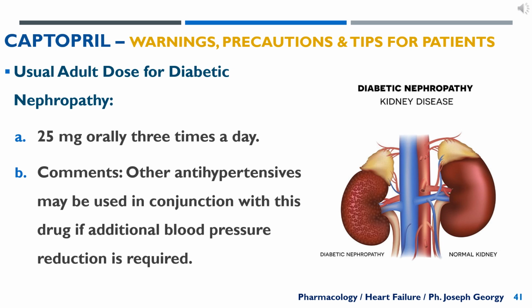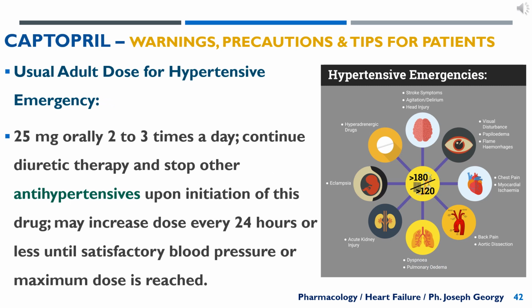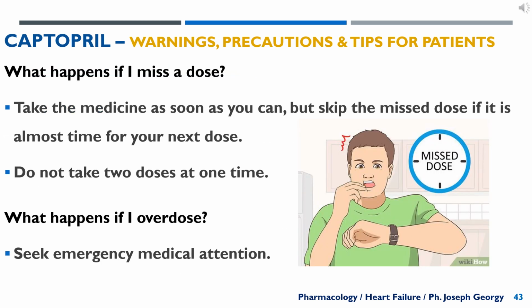We have here some comments. Other antihypertensives may be used in conjunction with this drug if additional blood pressure reduction is required. Usual adult dose for hypertensive emergency, 25 mg orally 2 to 3 times a day, continue diuretic therapy and stop other antihypertensives after initiation of this drug. May increase dose every 24 hours or less until satisfactory blood pressure or maximum dose is reached.